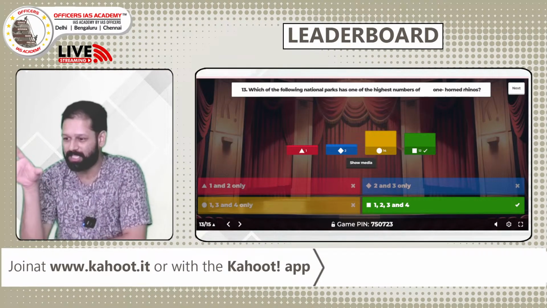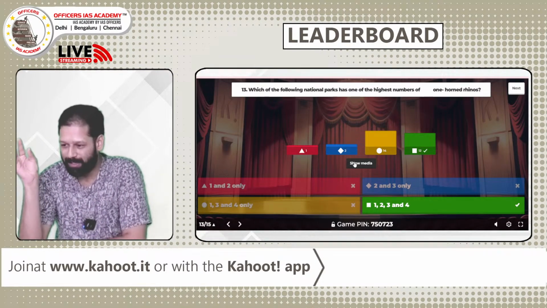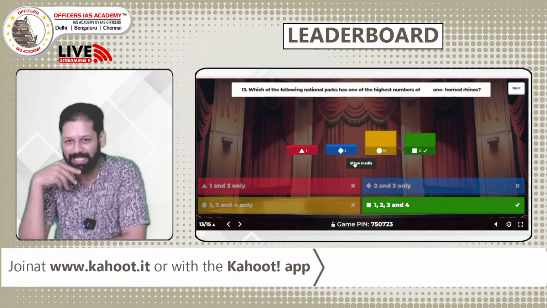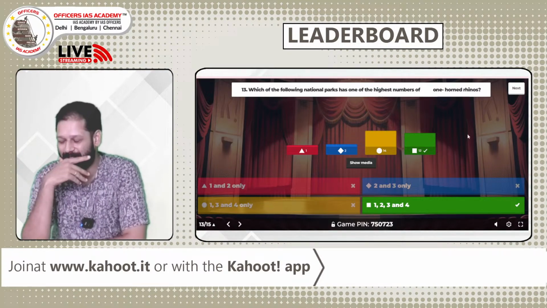Now, this is a very interesting question in that 12 people have gotten the correct answer, which is D, but 14 people have marked C as the answer. Let's see who comes into the leaderboard.